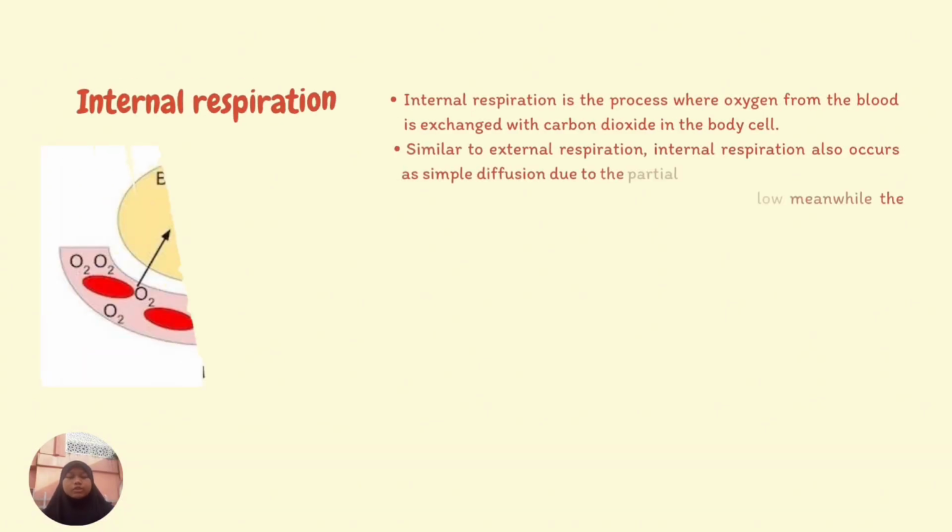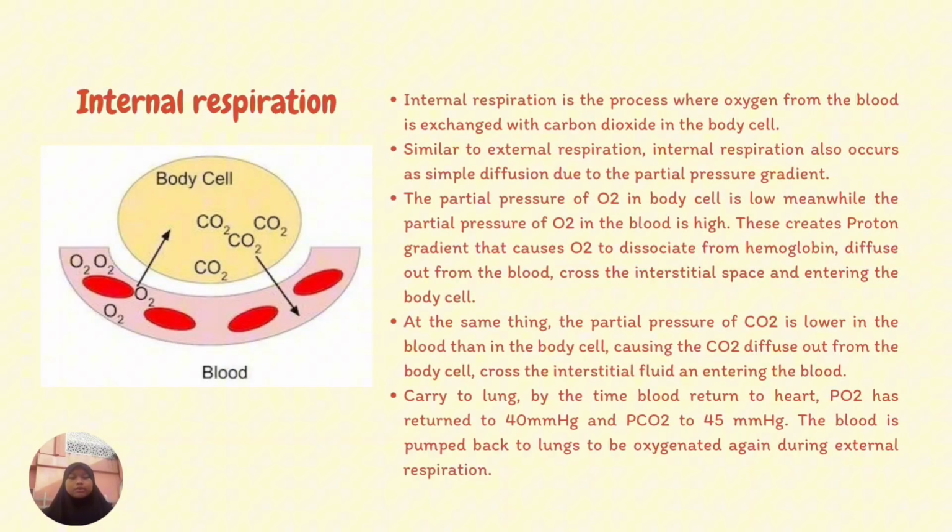Let's move on to internal respiration. Internal respiration is the process where oxygen from the blood is exchanged with the carbon dioxide in the body cells. Similar to external respiration, internal respiration also occurs as simple diffusion due to the partial pressure gradient. The partial pressure of oxygen in the body cell is low, while the partial pressure of oxygen in the blood is high. This creates a pressure gradient that causes the oxygen to dissociate from hemoglobin, diffuse out from the blood and enter the body cells.